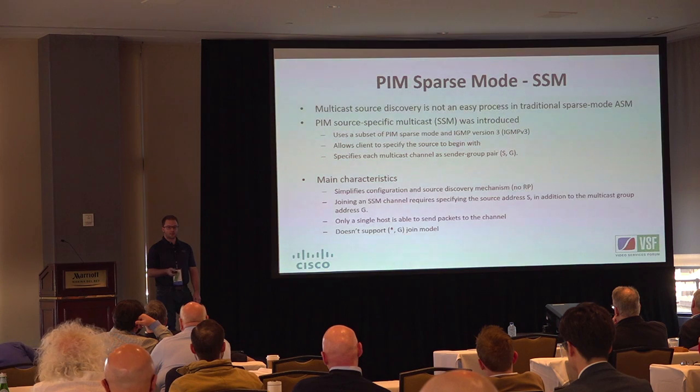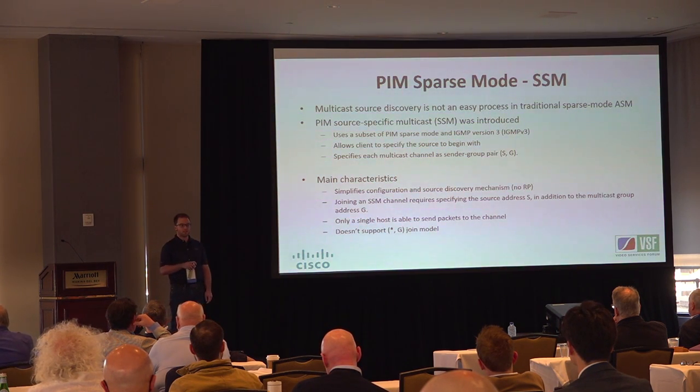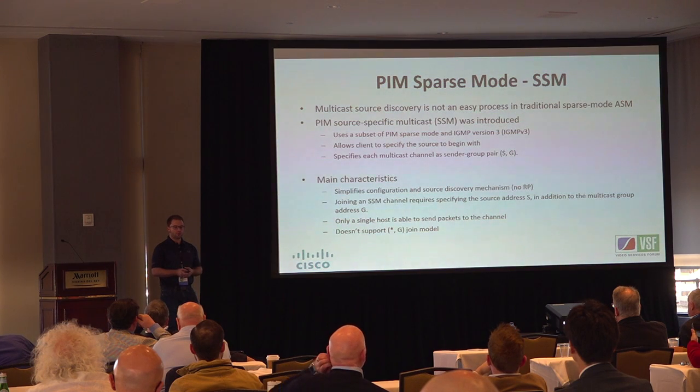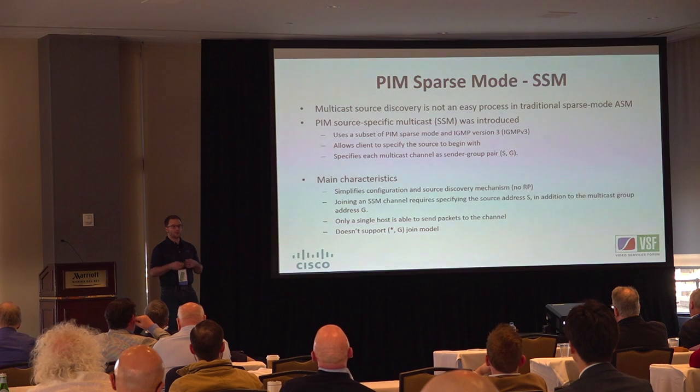Now, multicast discovery is no longer done in the traditional model with ASM here. The rendezvous point actually doesn't need to be configured if you're using PIM SSM. So source-specific multicast is supported by IGMP v3. It allows the client or the receiver to specify the source. So now we do an S,G join.